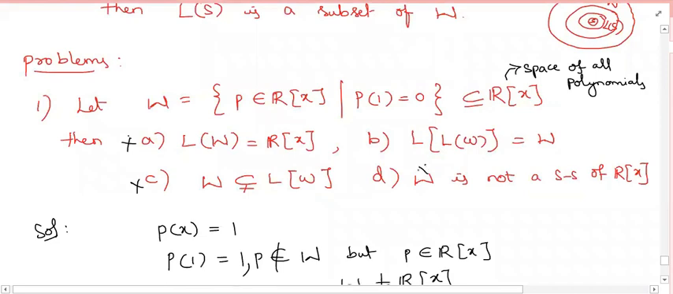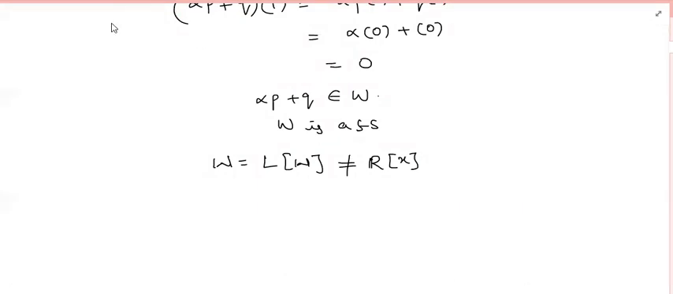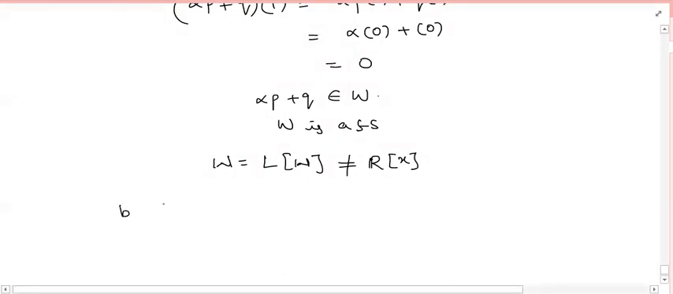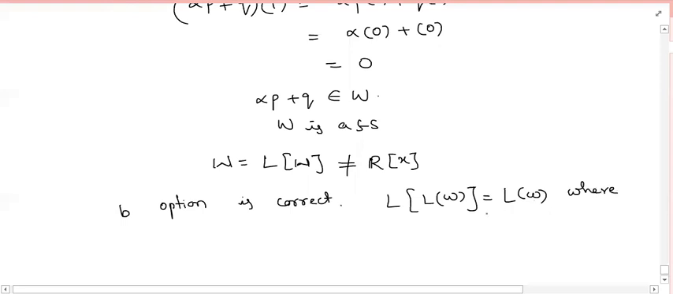And what about B? Why is B correct? W is a subspace. I'm just checking B. We have proved W is a subspace, so L of W is W. Clear? So we can write the B option is correct because L of W is W. Once again, L of W equals W because W is a subspace.